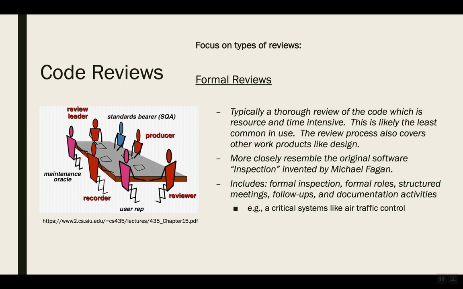First, we have the type called formal reviews. A formal review is usually a thorough review of the code, which may be time and resource intensive, and perhaps part of the reason they are less common. Since formal reviews are thorough, they would cover more work products than just the code. Formal reviews more closely resemble the original software inspection process invented by Michael Fagan. This thorough review process includes formal inspection, formal roles, structured meetings, follow-ups, and documentation activities to uncover defects in documents from various phases of the development process. A formal review would be more likely to occur on a critical system like air traffic control.